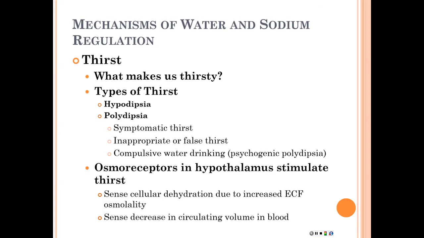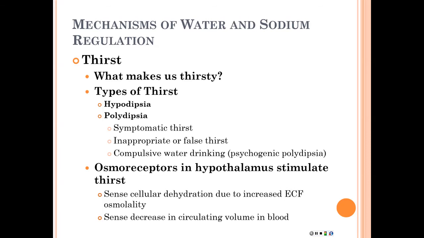So how does our body regulate water and sodium? So first we have thirst. Lots of different things make us thirsty. Foods can make us thirsty. Speaking can make you thirsty. There's a variety of different things that can lead to thirst. We have some categories of thirst. I do want you to be familiar with these terms.